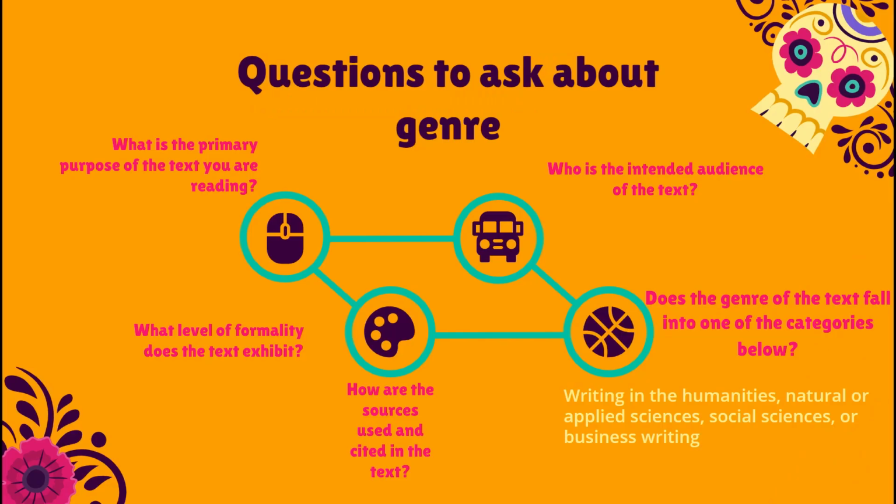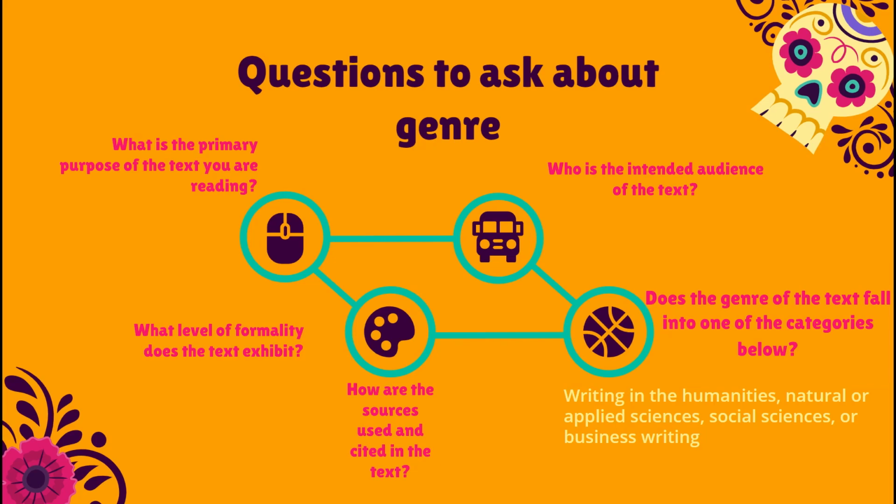So questions to ask about genre. As you go through and you have your information in front of you, you go through and ask, besides just the SOAPSTONE, if we're specifically focusing on genre, what is the primary purpose of the text that you're reading? Who is the intended audience? Does the genre of the text fall into one of the categories below? And then that's if it's writing, if it's a scholarly article. For the humanities, natural or applied science, social science, or business writing.